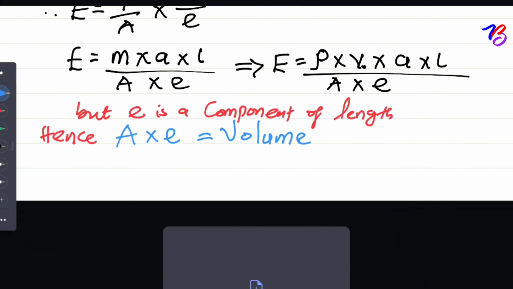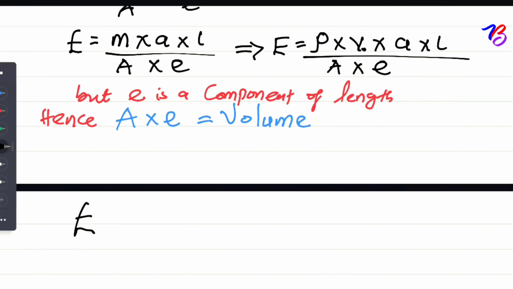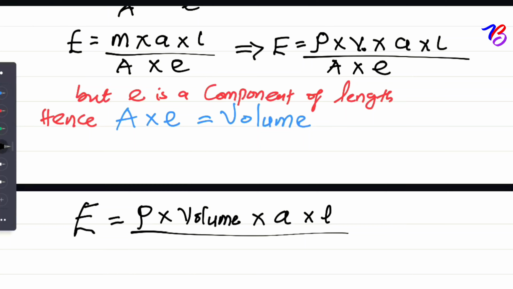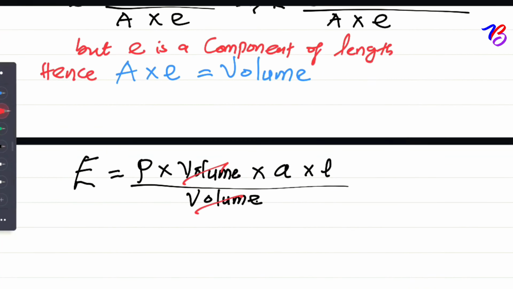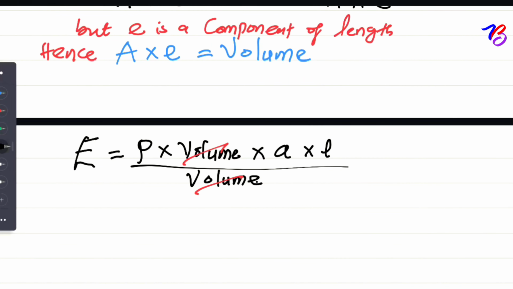Take note of this. By substitution, we now have Young modulus E is equal to density multiplied by volume. Let's write it in full: volume multiplied by acceleration multiplied by length, all divided by A times E, which is volume, so all divided by volume, so that volume cancels out volume. Then we now have Young modulus E is equal to density multiplied by acceleration multiplied by length.